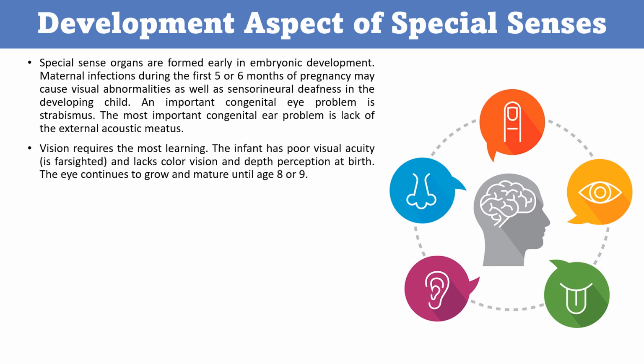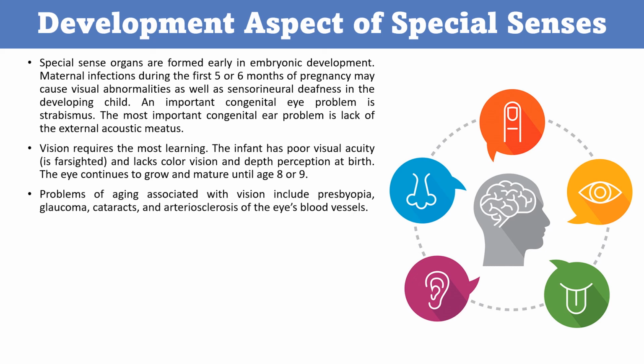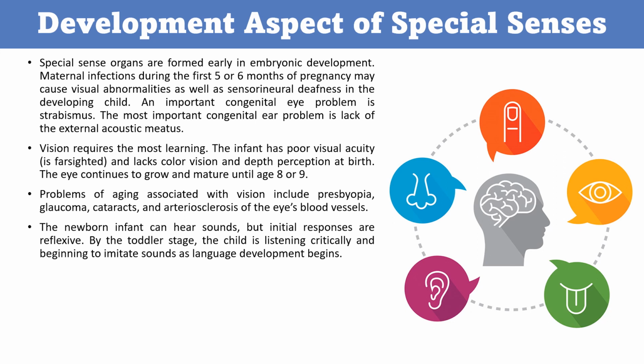Vision requires the most learning. The infant has poor visual acuity, is far-sighted, and lacks color vision and depth perception at birth. The eye continues to grow and mature until the age of 8 or 9. Problems of aging associated with vision include presbyopia, glaucoma, cataracts, and arteriosclerosis of the eye's blood vessels.